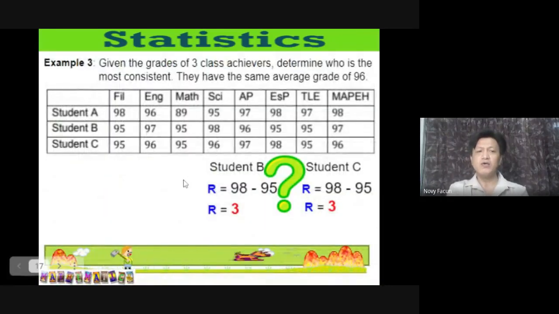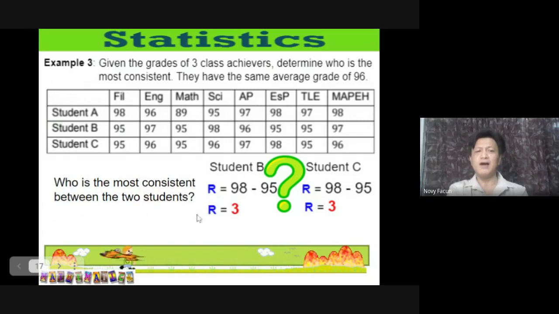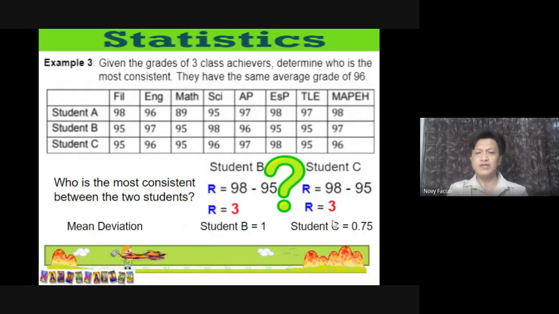Okay, di ba? Kung si student B kanina, ano bang yung nakuha natin? That is 1. Si student C naman dyan ay 0.75. So paano natin ma-interpret kung sino yung most consistent sa kanilang dalawa? We now compare the mean deviation of grades of student B and student C. Student B has a mean deviation of 1, while student C has a mean deviation of 0.75.